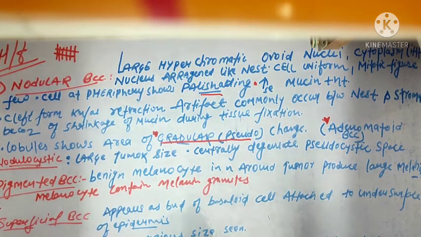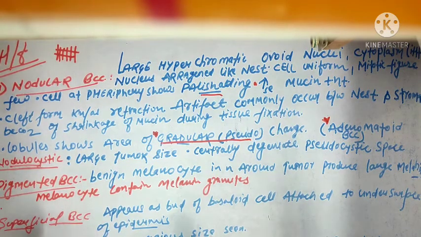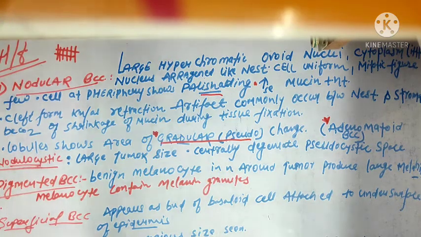Let's come to the next type, that is nodulocystic. It means there is a nodule and cyst formation is also occurring. This tumor has a larger size and central degeneration will be seen in this tumor. On biopsy, all the features of nodular basal cell carcinoma will be seen.